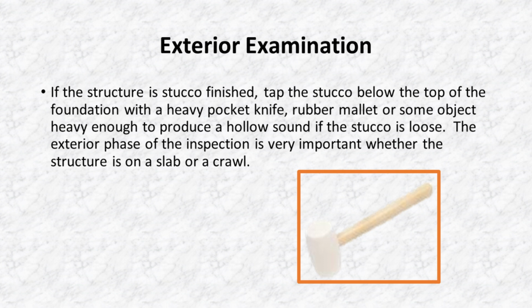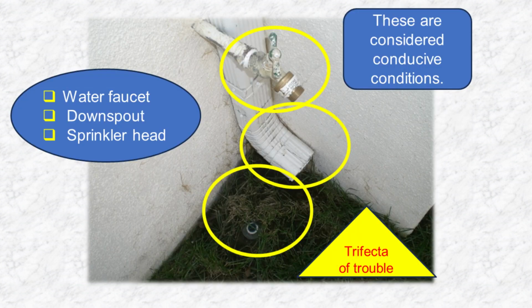Exterior examination. If the structure is stucco finished, tap the stucco below the top of the foundation with a heavy pocket knife, rubber mallet, or some object heavy enough to produce a hollow sound if the stucco is loose. The exterior phase of the inspection is very important, whether the structure is on a slab or a crawl. On this image, you're seeing the trifecta of trouble. We've got the water faucet, the downspout, and the sprinkler head. These are all considered conducive conditions.